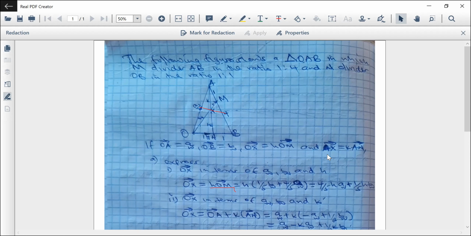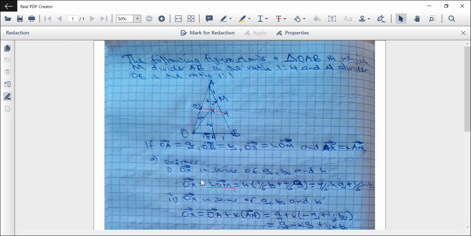The same case, vector AX is equivalent to K vector AN. If A to X here is K, then X to N will be 1 minus K. Like when you add your ratios, they should give you 1. Like that, K plus 1 minus K is equivalent to 1. Now, to express vector OX in terms of vectors A, B, and constant H, this is what we'll do.